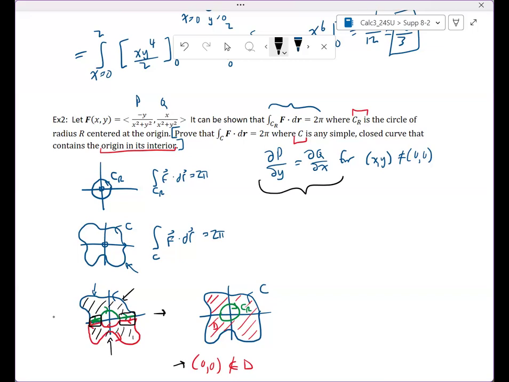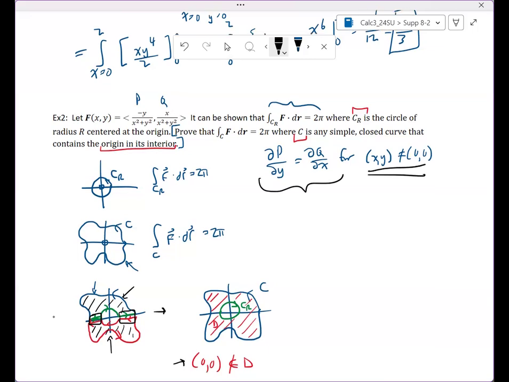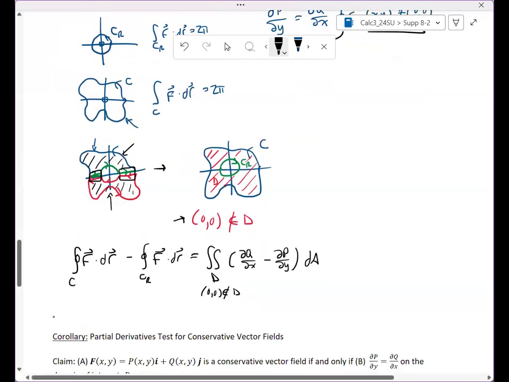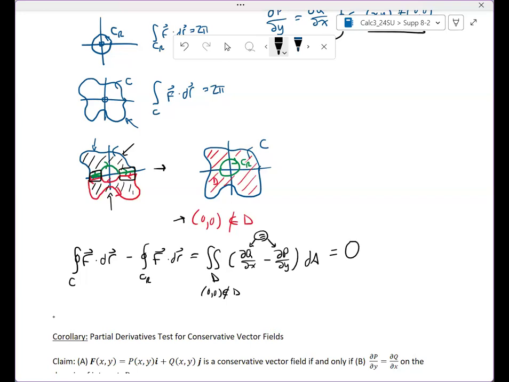But remember that partial of P with respect to Y equals partial of Q with respect to X, except at the origin. But if we're not considering the origin, these partials are equal. In other words, this partial is equal to that partial. When I subtract them, I'm just integrating 0 over this domain. That's just 0.